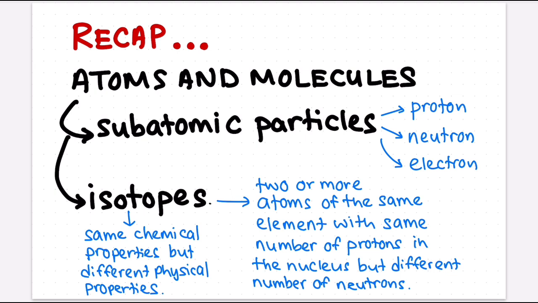So atoms and molecules, what do we know? We know that subatomic particles are divided into three, which is proton, neutron and electron. As well as we also know what are isotopes. Isotopes are two or more atoms of the same element with same number of protons in the nucleus but different number of neutrons. Isotopes also have same chemical properties but different physical properties.